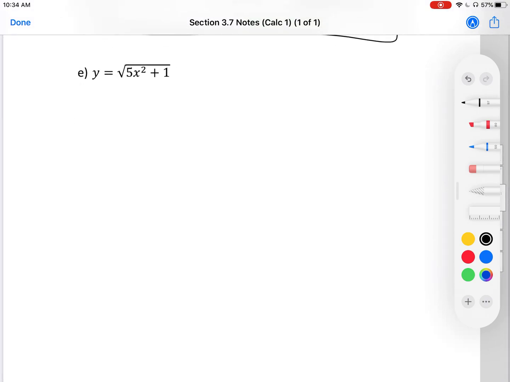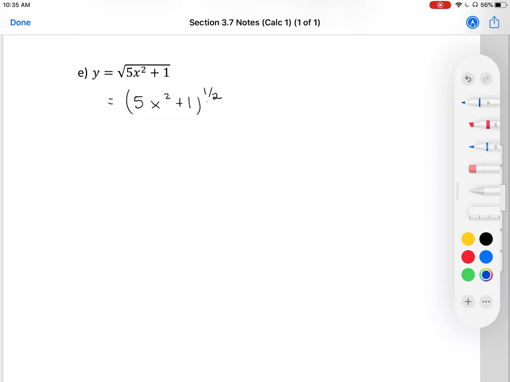Okay, we have problem E. Y equals the square root of 5x squared plus 1. Whenever you have a rational exponent, you can write it as a root, a radical, with some index and some exponent. But you can also rewrite it as a rational exponent. So we can rewrite this as 5x squared plus 1 raised to the 1/2 power. That makes it a lot easier to identify your outer and your inner, right?